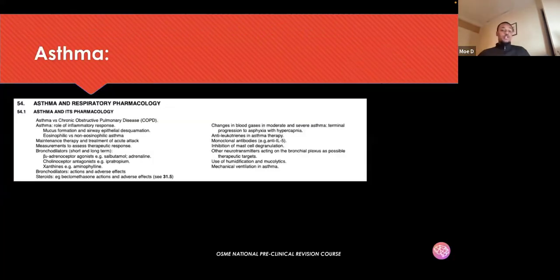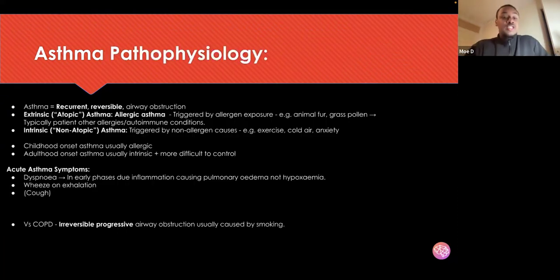So this is what you need to know in terms of your syllabus for asthma. And just to briefly give some information about asthma. Asthma can be defined as a recurrent reversible airway obstruction. And there are two main types of asthma. You've got extrinsic asthma, which is also referred to as atopic asthma. Atopic just means allergic, so allergic asthma. And this is triggered by exposure to an allergen, such as, for example, animal fur or grass pollen.